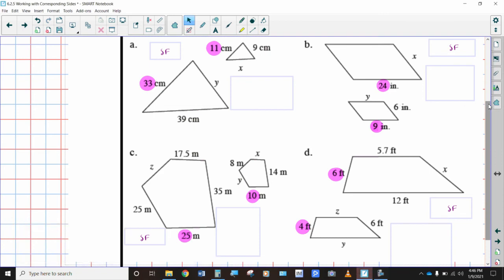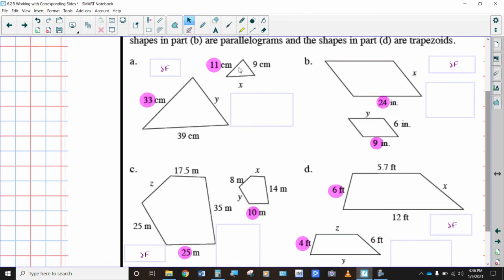Alrighty, so let's see how you did. The 2 triangles in problem 90A. Our scale factor, depending on which direction you're going, is either going to be 3 or 1/3. Okay, I just wrote down the scale factor of 3, but it could be 3 or 1/3 because 3 times 11 is 33, and 33 times 1/3 is 11. So when we are trying to figure out y, we're going to have to multiply times 3. And when we are trying to figure out x, we are going to multiply times 1/3 or divide by 3.